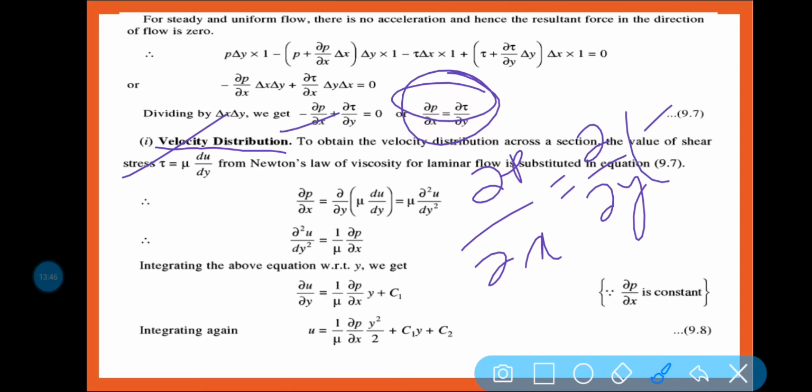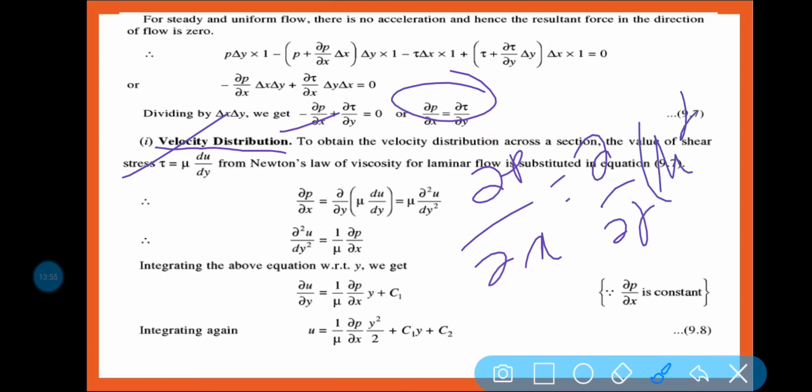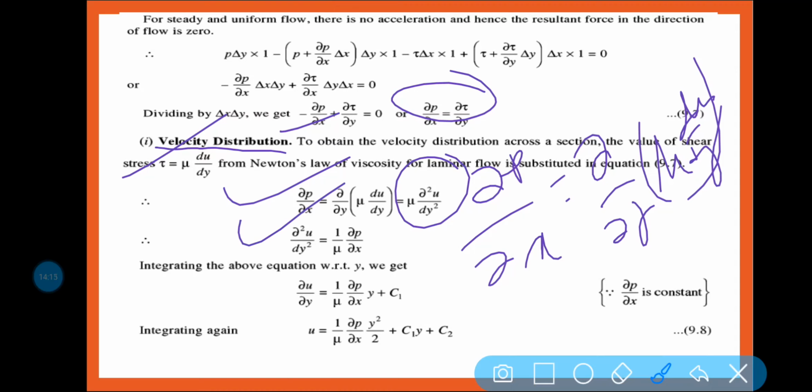In this equation, write down the value of tau. So tau is equal to what? Del by del y into tau is equal to mu into du by dy, or you can write mu into del square u by del y square. So del p by del x is equal to mu into del square u by del y square, and del square u by del y square is equal to 1 by mu del p by del x. Clear?